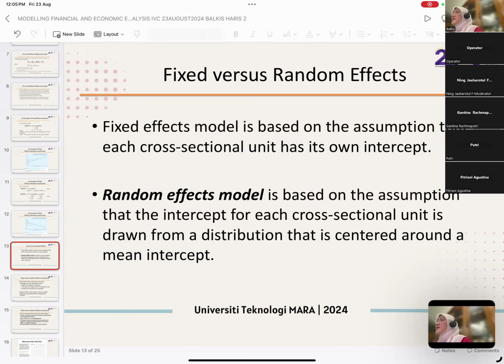Because random effects says that the intercept for each cross-sectional unit is drawn from a distribution that is centered around a mean intercept. That is the main difference between fixed effect and random effects. I don't have the graph this evening, but if you look further in the slide that was given to everyone earlier, it shows the graph between fixed effect and random effects. Thank you, Doctor. You're welcome.